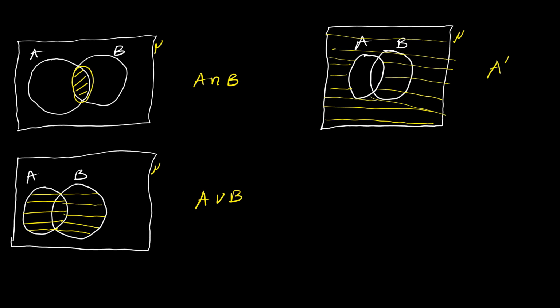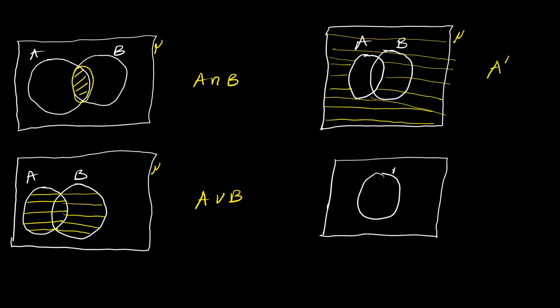Just a quick tip: if you're looking at only one set, for example, if you have a Venn diagram with only one set, let's say this is set B, then to show B prime, which is B complement, it is going to be all the elements that fall outside the circle representing B. So all the elements that fall in this range are B complement. So let's clean this off.